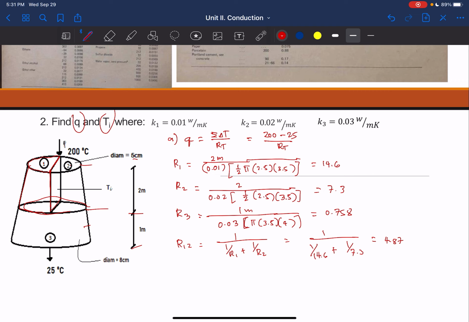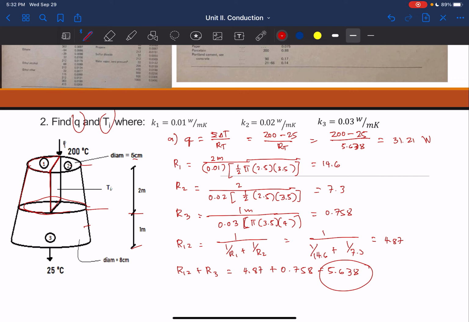And that R1 and R2 is in series with R3, so just add. So that's 4.87 plus your 0.758 gives you around 5.638. And finally, since you know already the total resistances, you could just plug it in your original equation, 200 minus 25 all over 5.638, giving you an answer of around 31.21 watts.